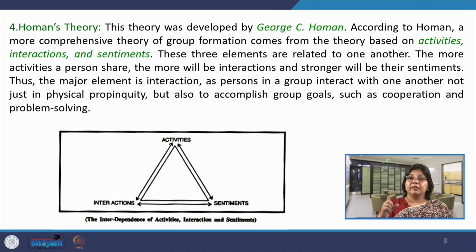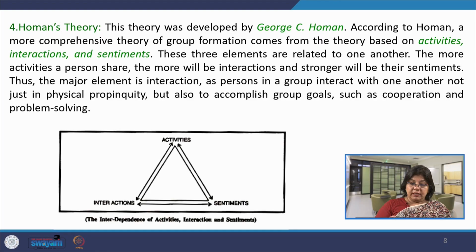So, the purpose is that when interactions, activities and sentiments are working in sync, it is actually leading to cooperation and problem solving. So, some objective has been achieved in terms of problem solving, in terms of enhanced interactions and relationships, and more proximity is being maintained. When these factors are working in sync, it leads to an urge, a desire to join a group.